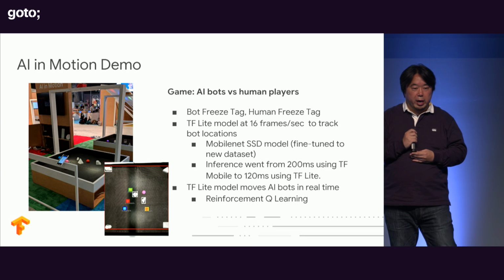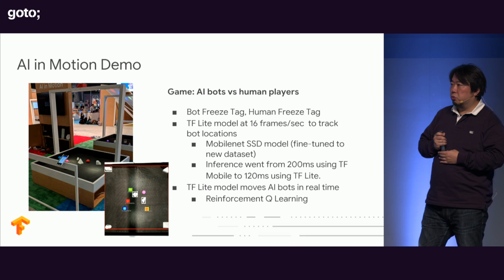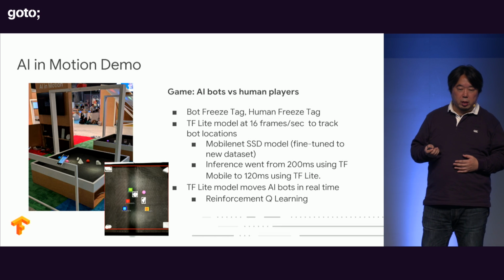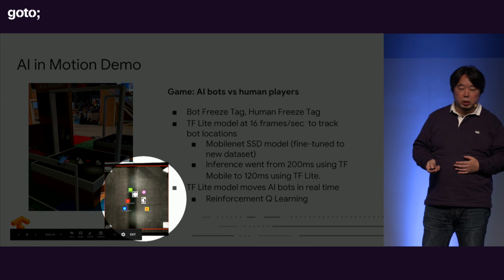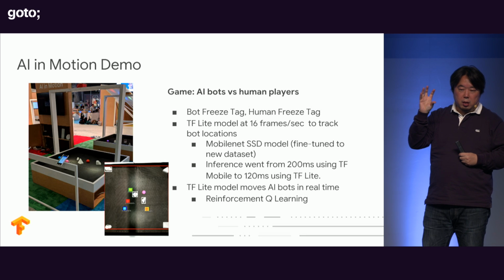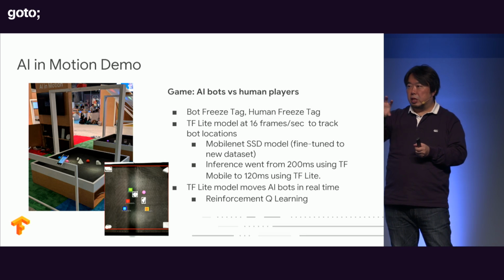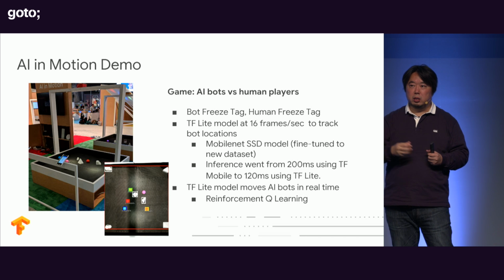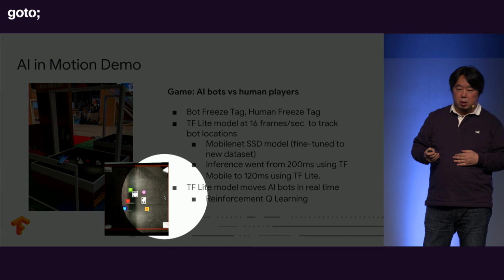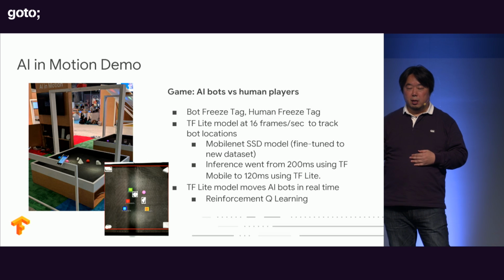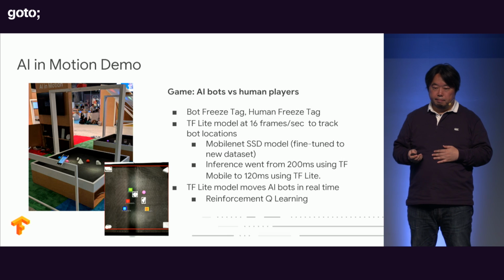Another demonstration is called AI in Motion. This is a demonstration we have shown at Google Cloud Next, the event in San Francisco, Tokyo, and London, where we used those robot balls. They're called Sphero balls, round-shaped robots. Usually you have to use smartphone applications to control that robot, but instead we have used TensorFlow Lite to detect the position of the robot ball and control it. So you can play games like freeze tag, human freeze tag or bot freeze tag, between the AI and human. Let's take a look at the video.